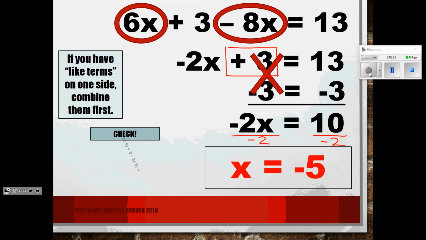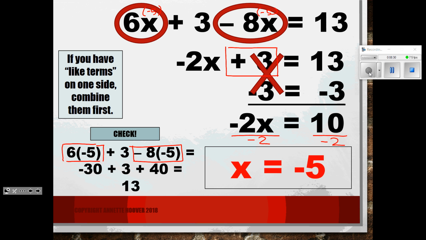We could plug it back in. When you plug it back in, we're plugging negative 5 in to each of the x values. When you do that, you would have 6 times negative 5 plus 3 minus 8 times negative 5. Now, according to order of operations, we do our multiplications first, from left to right. That would be negative 30 and a positive 40, but we bring the 3 down. And now negative 30 plus 3 plus 40 equals 13, so it checks.